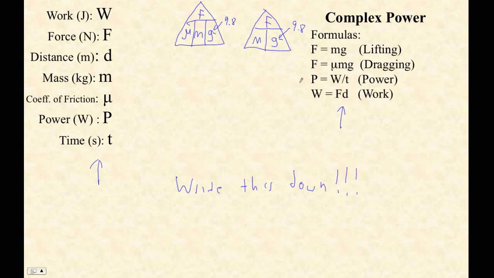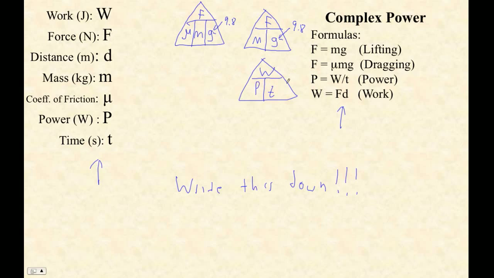And then we've got our power is work over time, right? Which, as a triangle, looks like this: work, power, time. So power is work divided by time. Time is work divided by power, and work is power times time, right?